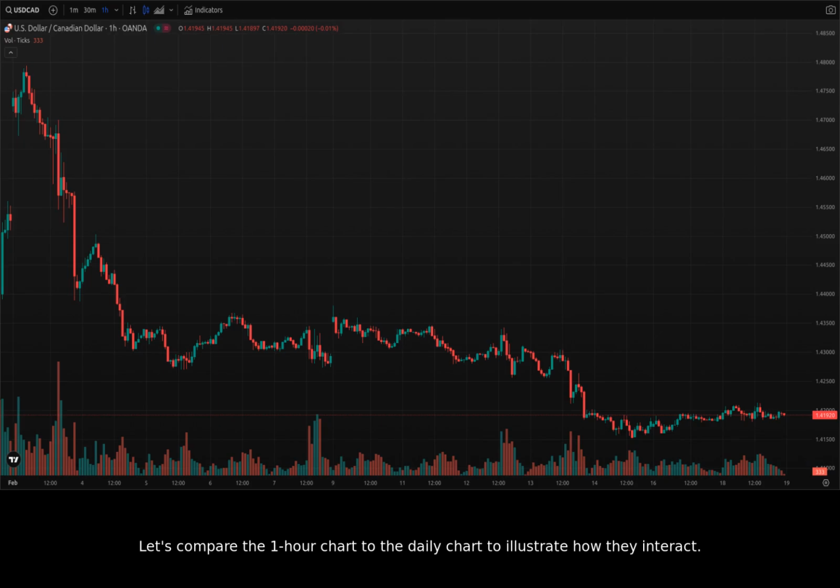Let's compare the one-hour chart to the daily chart to illustrate how they interact. For example, we can see if the one-hour chart breakouts correlate with the daily chart's directional moves. This type of correlation analysis can help us to predict future short-term and long-term movements.